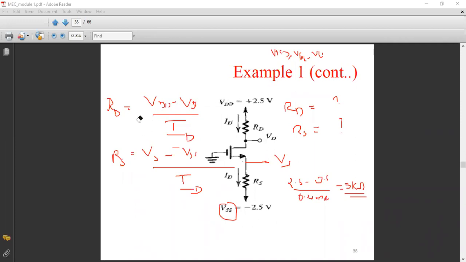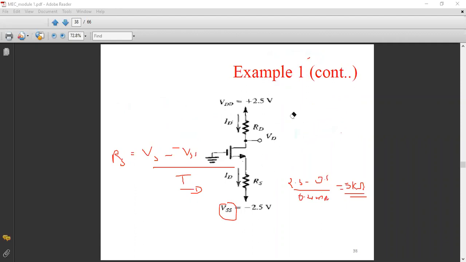But the calculation of RS is a little bit complicated. Can you tell me why? Directly you can't substitute and find. Why? Which is unknown in this particular equation? RS is equal to, yeah, tell. Which is unknown?